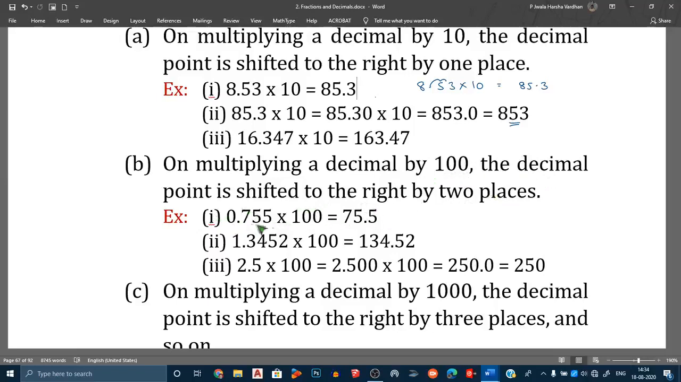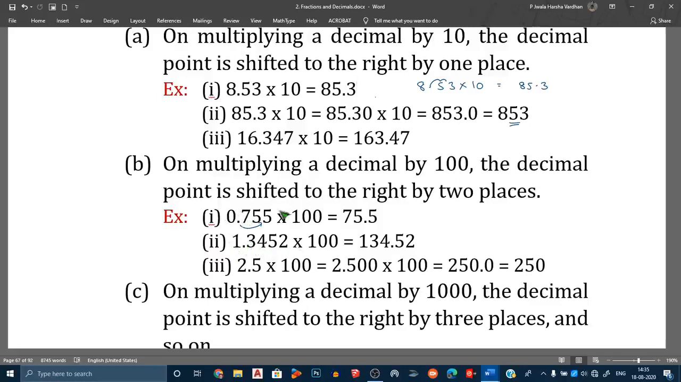So for example, 0.755 into 100 is there. Now this point will be shifted to the right side, leaving two digits, which gives 75.5. No need to write 0 here, because there is no value for 0. So you can omit this 0. If there is any 0 in the whole number place, you can omit that. So that is 75.5. Next, 1.3452. Here 1, you should write this 1 because 1 has a value.